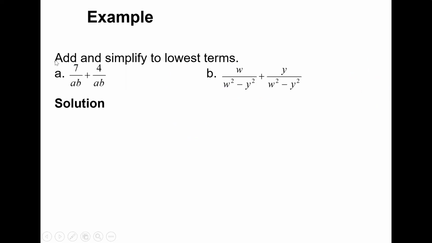All right, so what if we want to add and simplify to lowest terms on these types of problems? Well, again, same thing. It's not any different. We have a common denominator, so we have 7 plus 4, that's 11, all over AB. Nothing we can do there. All right, what about here? Well, this is going to be W plus Y, W minus Y. And same thing here, so that's our common denominator.